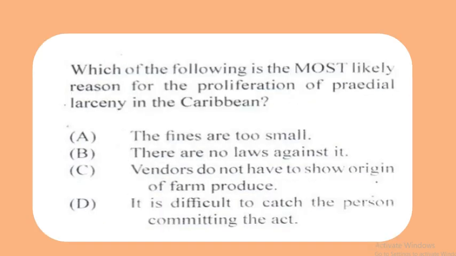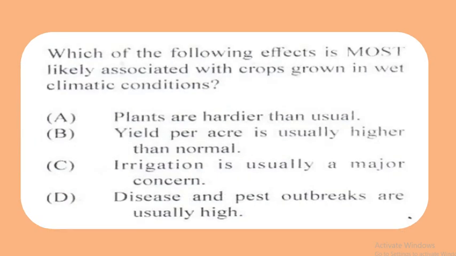Which of the following is the most likely reason for the proliferation of praedial larceny in the Caribbean? Is it A, the fines are too small? B, there are no laws against it? C, vendors do not have to show origin of farm produce? D, it is difficult to catch the person committing the act? And the answer is D. It's so difficult to catch the person committing the act, so you cannot charge them at all because you're not catching them most of the time.